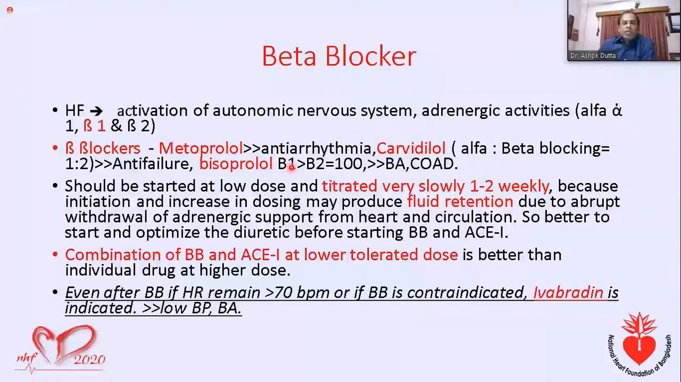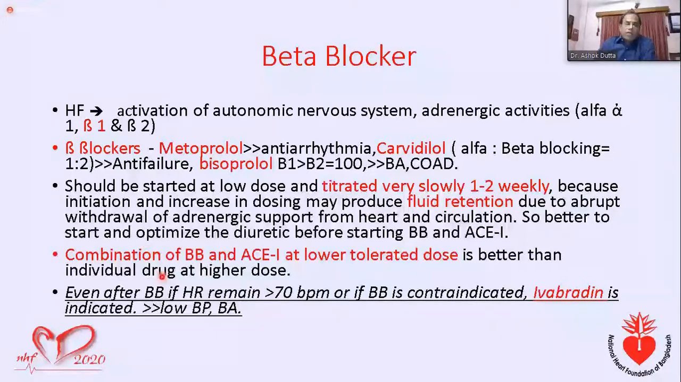And bisoprolol has a more selective effect on the heart, so it is more preferable in bronchial asthma and COPD patients. It should be started at a low dose and titrated very slowly, more so than an ACE inhibitor, because initiation and increase in dosing may produce fluid retention due to abrupt withdrawal of adrenergic support from the heart and circulation. So it is better to start and optimize the diuretics before starting any beta blocker and ACE inhibitor.